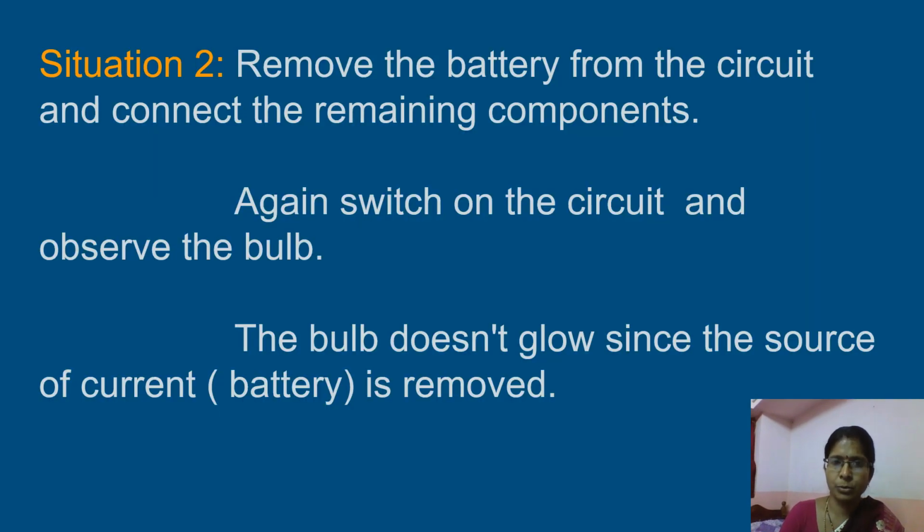Now the second situation. Here, remove the battery from the circuit and connect the remaining components, that is bulb, wires and switch. You can notice that the bulb doesn't glow here since there is no source of current here. So you can understand that battery is the source of current to pass the charge from the source to the consumer, that is the bulb.